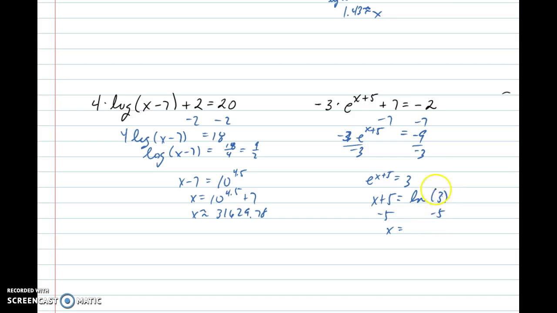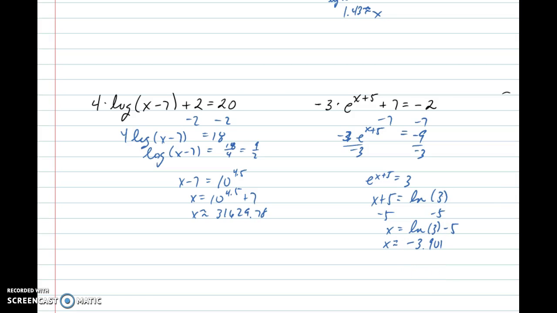So I can't combine this. And in fact, these are not what we would call like terms, because this is the natural log of a number. That's just minus 5. So I have to leave it as natural log of 3 minus 5. If you want to put it on your calculator, you can type in natural log of 3 minus 5, and we'll get negative 3.901 approximately.